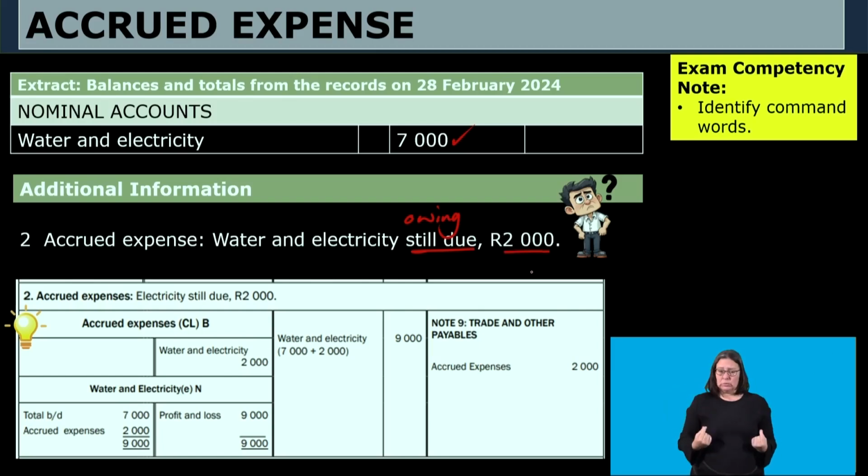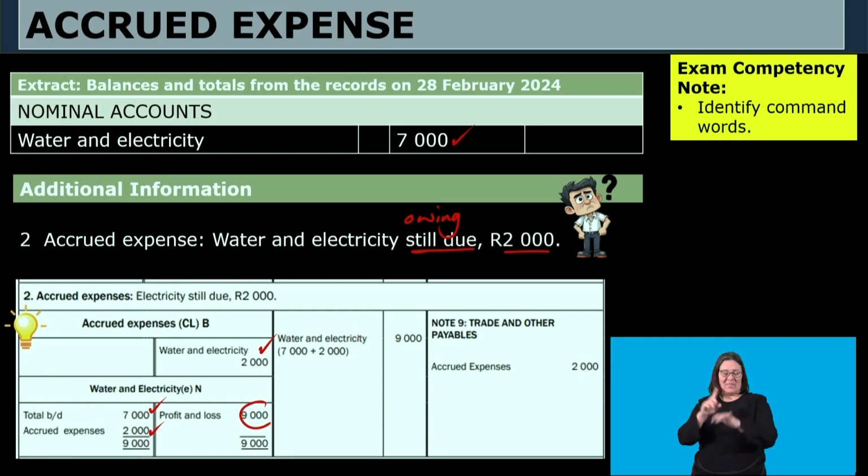What do I do with this amount now? In your water and electricity account, you have to know that this is an expense. And then you have an amount from the trial balance, and you know that you have an expense that has not yet been paid. Already in your mind, you know that your accrued expense, you still have to pay it. So it is a liability in this case. That's why when you come here, you have your accrued expenses and you have water and electricity 2,000. When you come to the water and electricity, you now have your 2,000 here. The 9,000 is now your profit and loss.